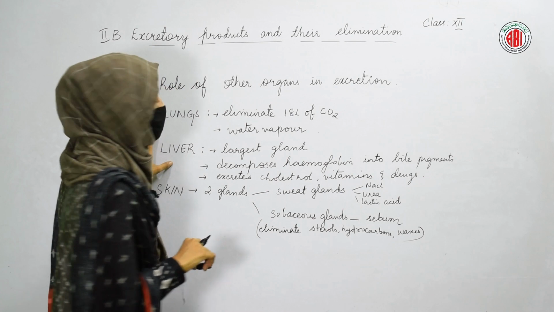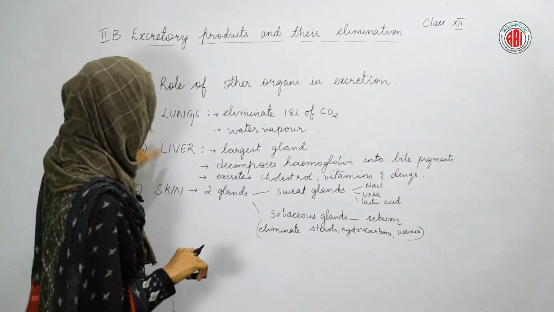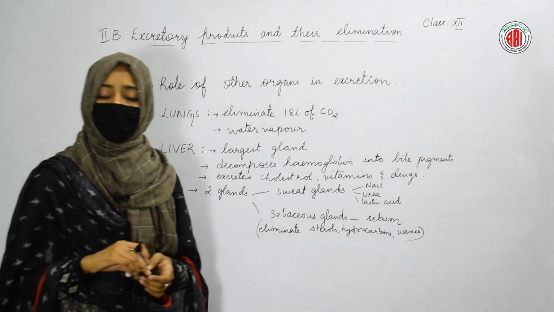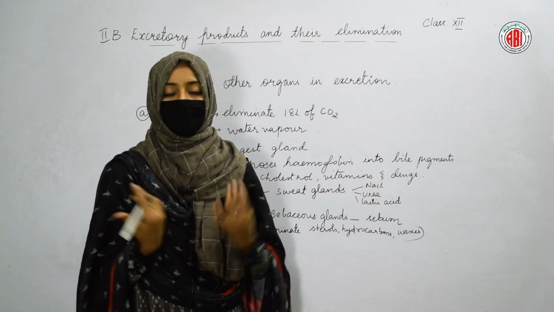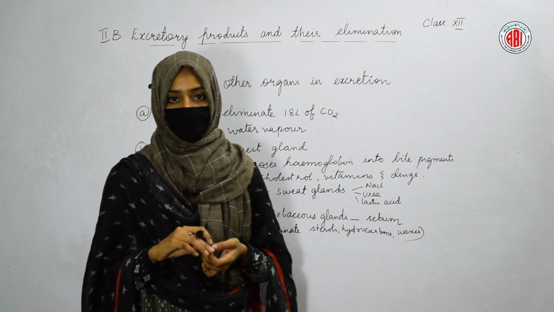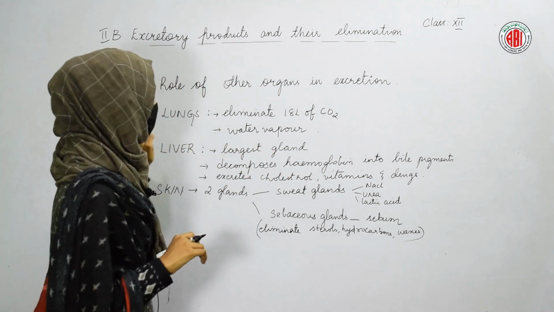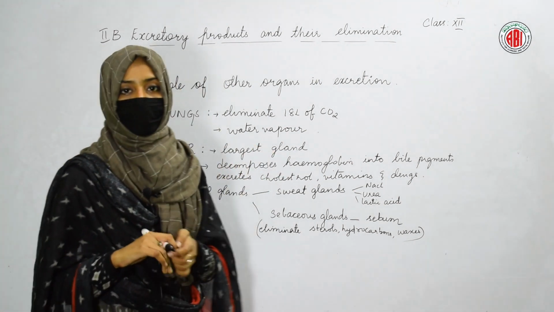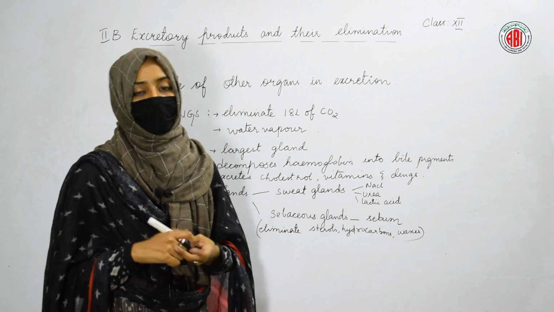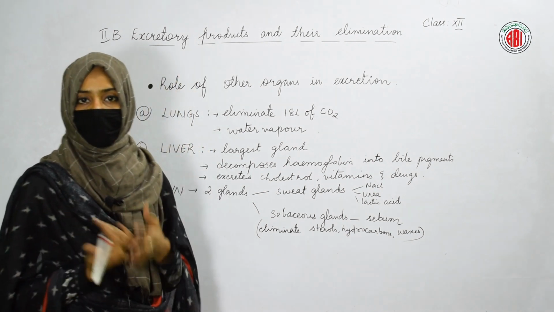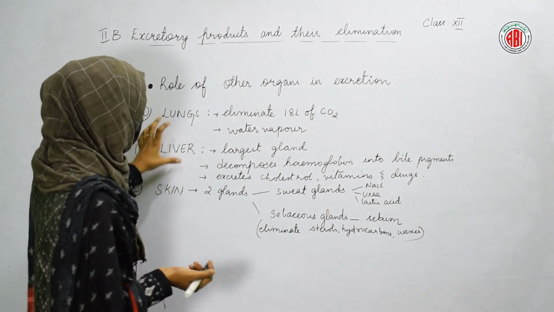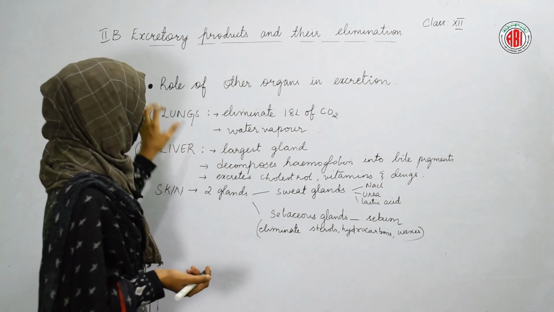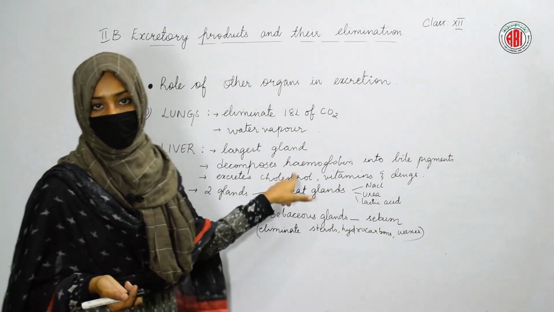The next accessory excretory organ is our liver. Liver is the largest gland of our body. We all know that it acts as the largest gland of our body, and it also helps in the process of excretion. So what are the different ways that waste can be excreted with the help of the liver? The liver is the largest gland that helps in the decomposition of hemoglobin.